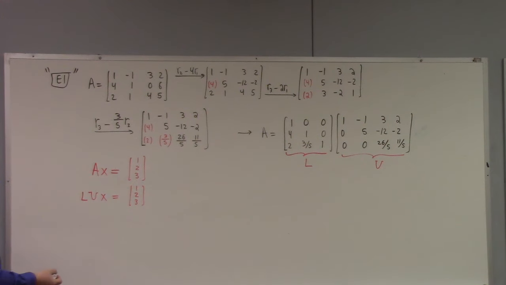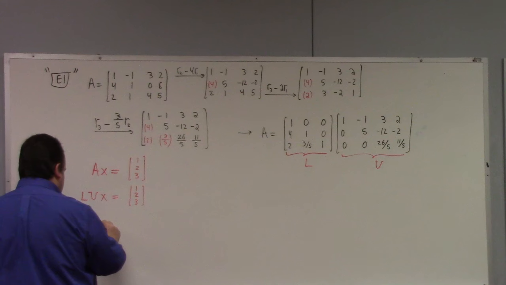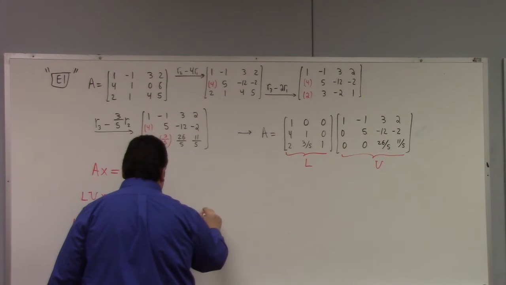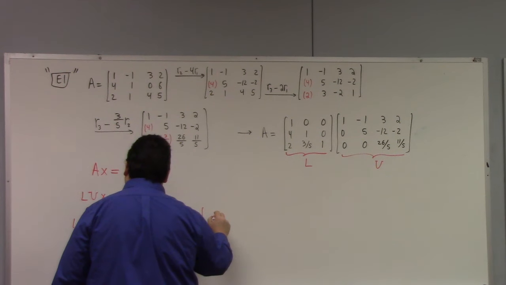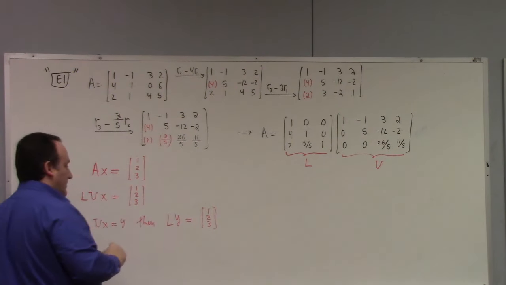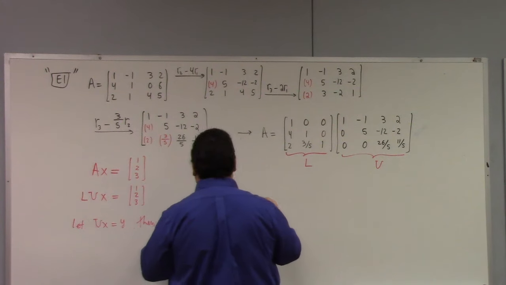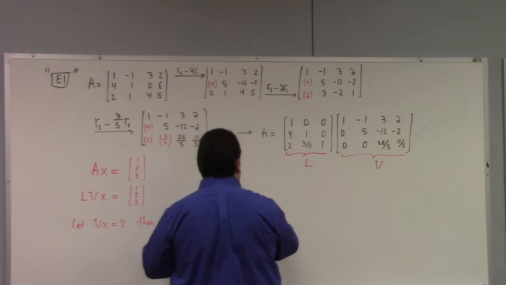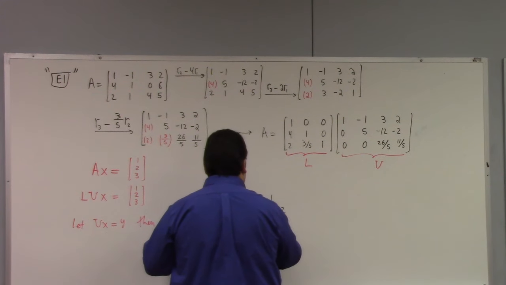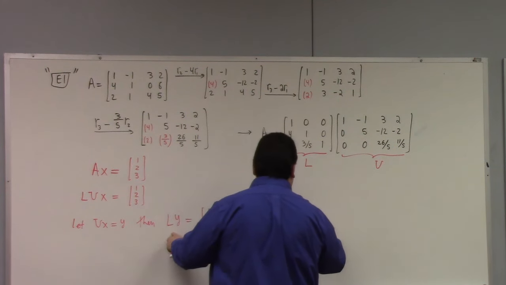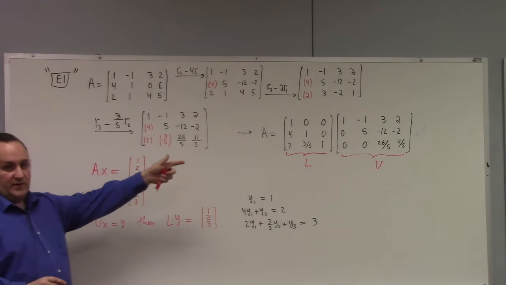What you can do is let UX equal Y, then you're just looking at LY equals 1, 2, 3. And LY equals 1, 2, 3 is easy to solve. That's Y1 equals 1, 4Y1 plus Y2 equals 2, 2Y1 plus 3/5 Y2 plus Y3 equals 3, because L is that, so the coefficient matrix is just this.